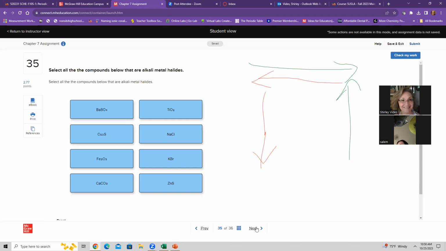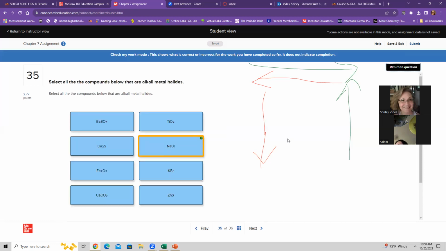Select the compounds below that are alkali metal halides. Alkali metal halides means that you have a halogen and an alkali metal. Only one is a metal and a halide. Where's another alkali metal? There's only lithium, sodium, potassium, rubidium, cesium, and francium. Any of those in any other? No. Then that's all. Basically all they're telling you is the two components: an alkali metal and a halide, a halogen.